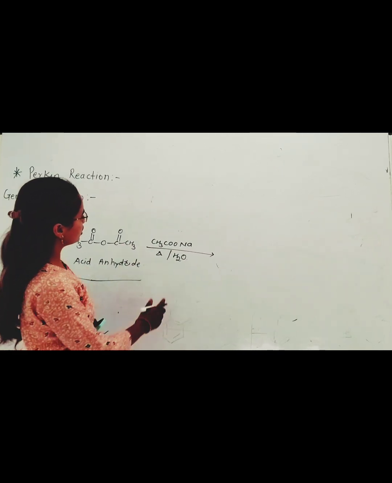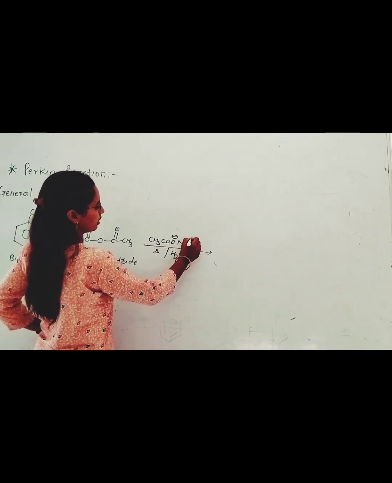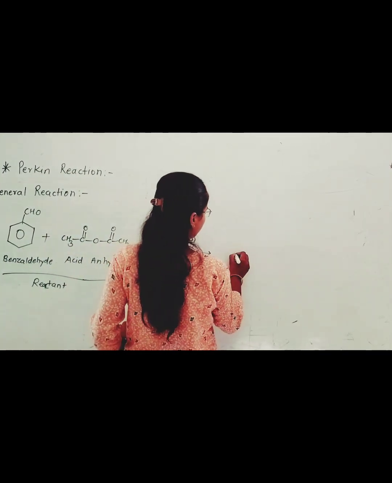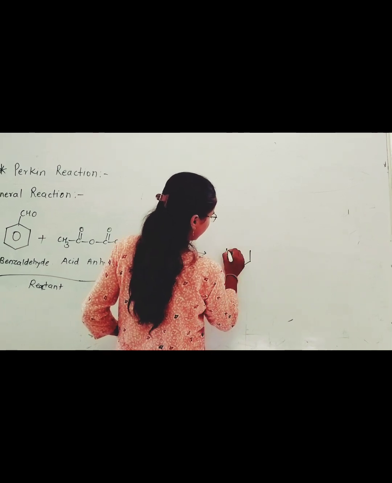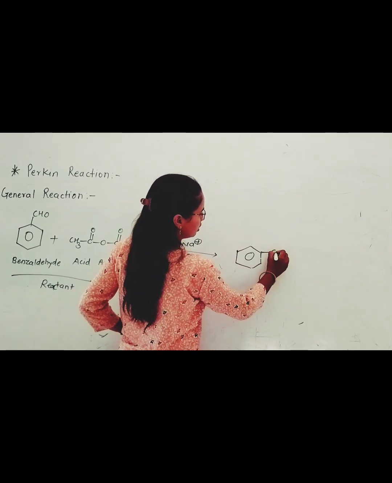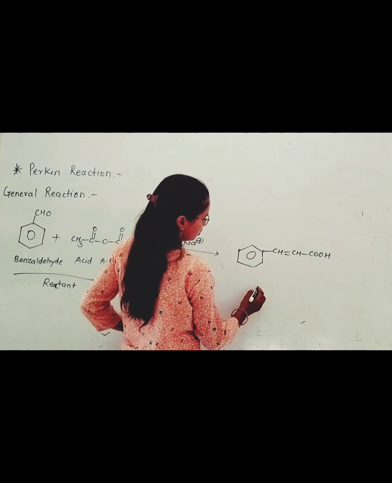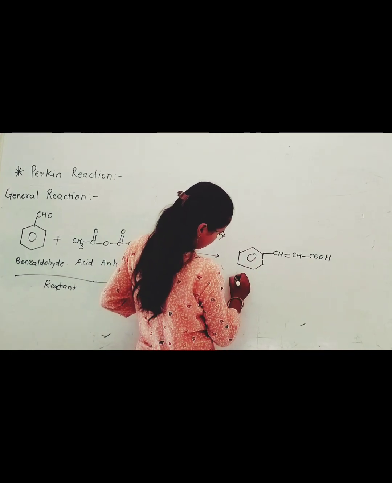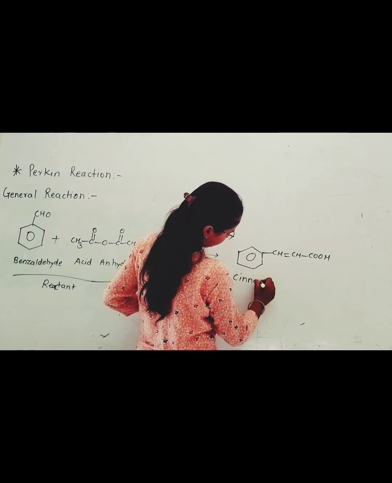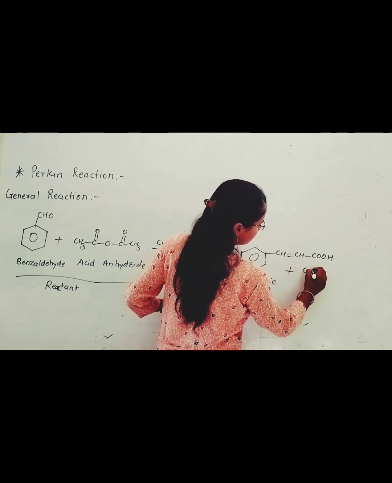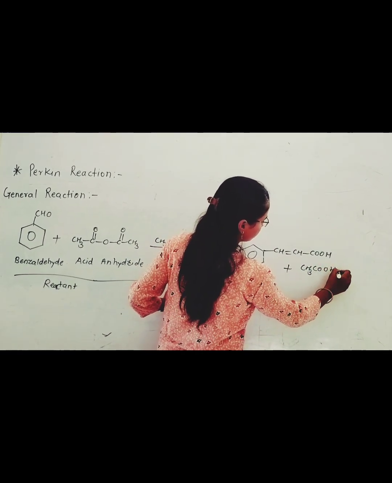In CH3COONa, here is the negative charge and here is the positive charge. So we have the final product cinnamic acid, CH double bond CH, then COOH, plus CH3COOH.